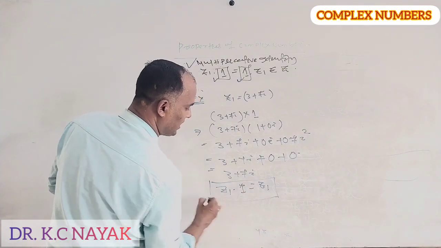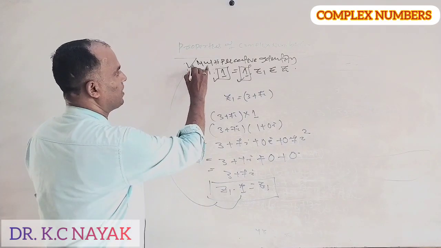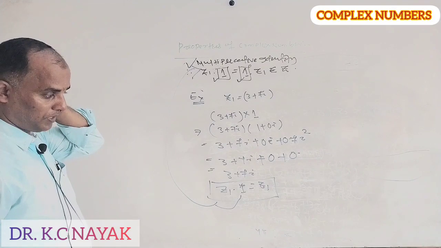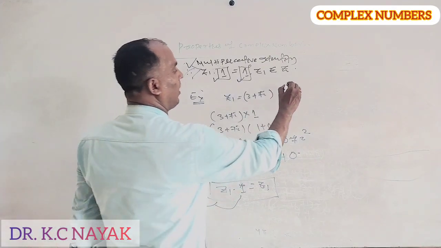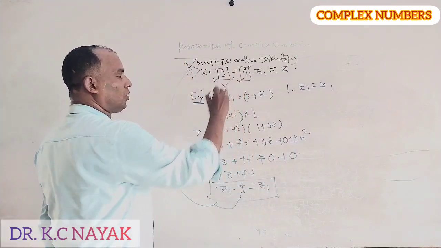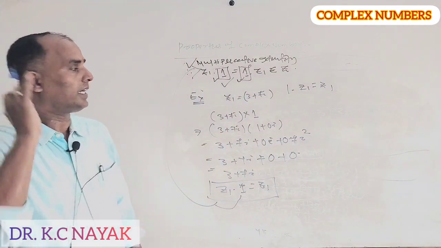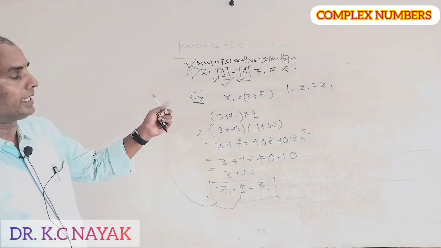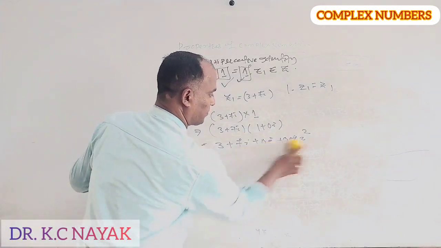Then this one represents the multiplicative identity, right or not? This Z1 is also a multiplicative identity. Similarly, 1 into Z1 is also Z1. This is otherwise known as the multiplicative identity in a complex number. This is one more property in case of complex numbers.